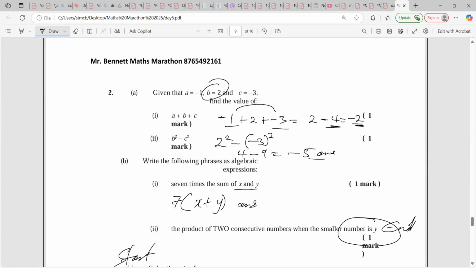So guys, consecutive means one after the other, right? Like say I have 22, 23. So if y is the smaller number, it means the larger number would be y plus 1. So that will be our answer, because remember, the number here is going to be 1 greater than the number here.